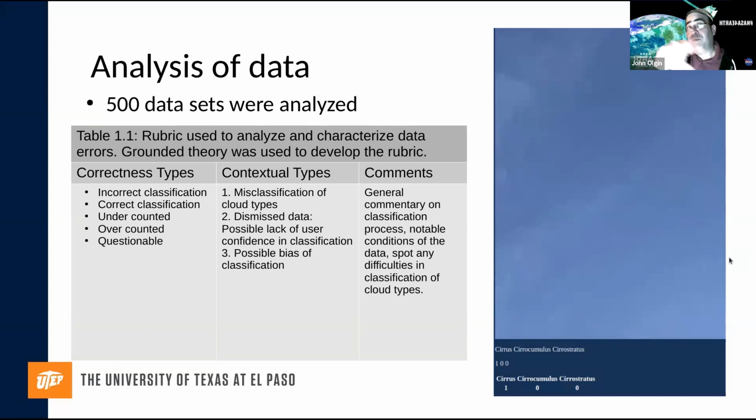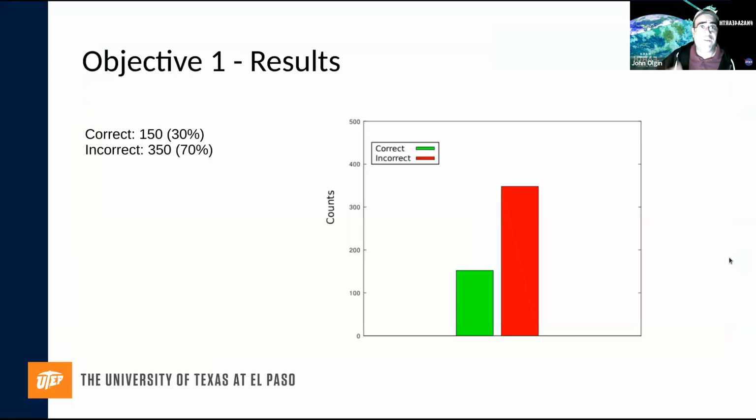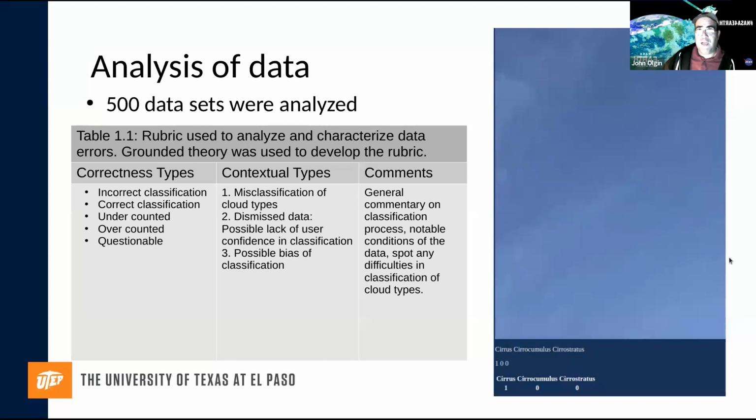For example, I might be able to say, boy, there is a lot of bias here, or there's a lot of people calling all these clouds high clouds. So these comments, I tried to standardize them as best I could, and then looked at those comments. And then at the end of this whole analysis, I could figure out which ones were the most common comments that I found when looking at all the data.